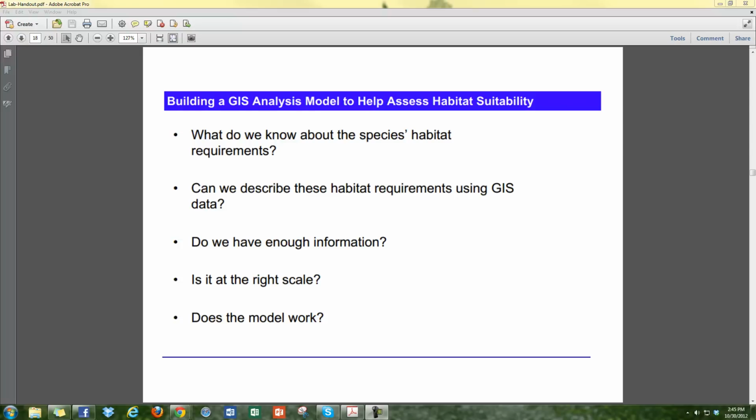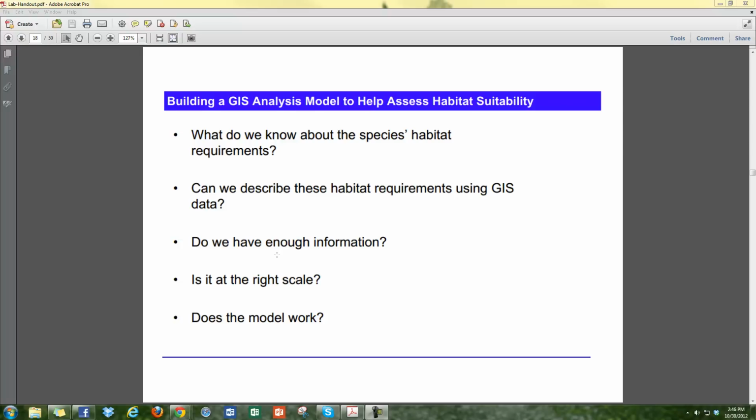Can we describe these habitats? Yes, we can. We have the bathymetric data, and we can use that to describe these different habitat requirements like rugosity, aspect, slopes. Do we have enough information to properly model? In this case, we do.